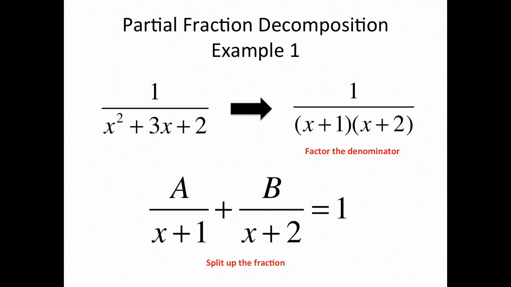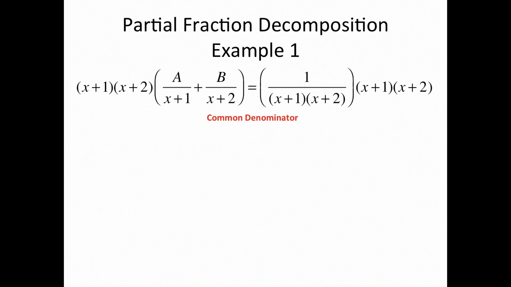The next step is to split up that fraction. What you do here is assign a variable, usually a capital letter starting at A, to each part of the fraction. So it would be A over x plus 1 plus B over x plus 2, and that equals the numerator of the original fraction, as shown here. Basically, we've split it up, and we have to find a common denominator.